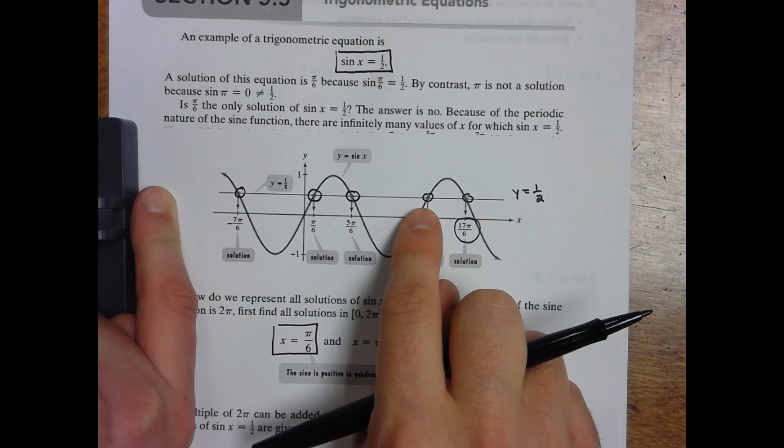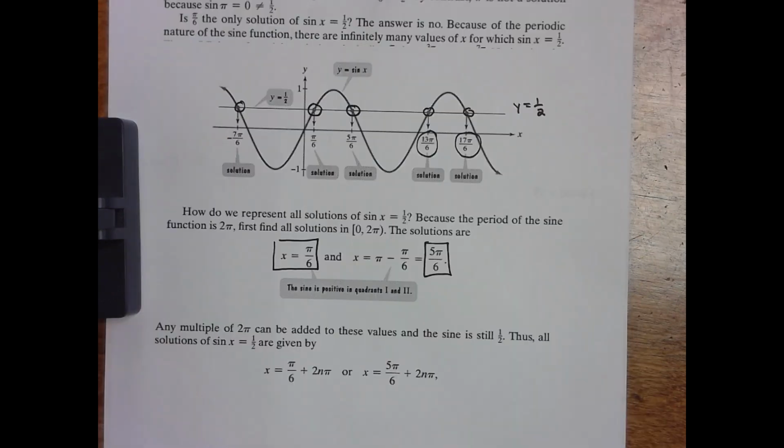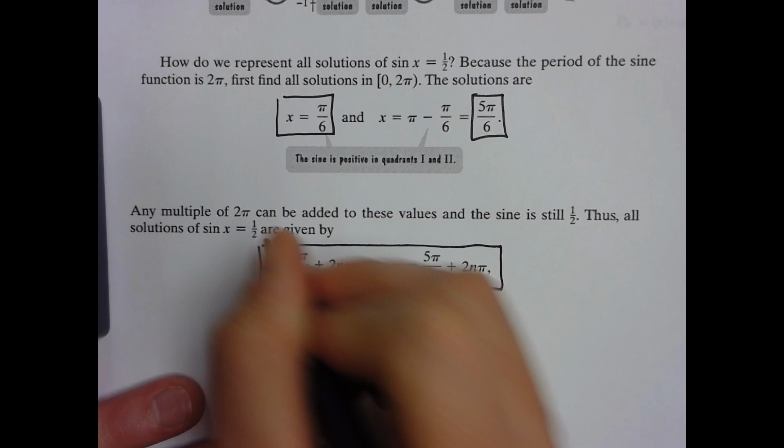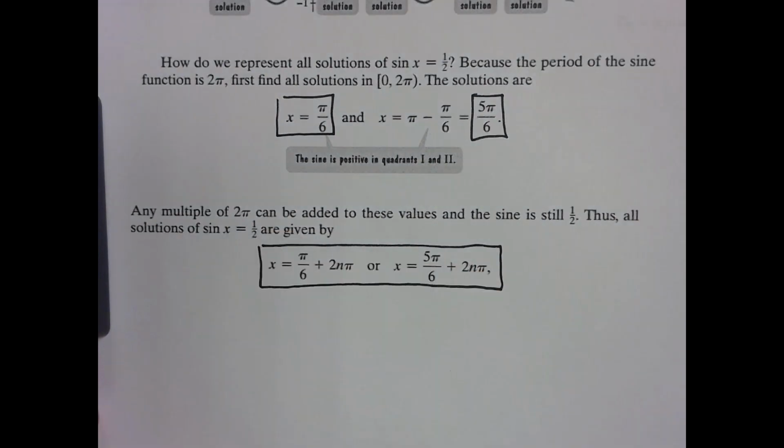And positive infinity, so there are actually infinitely many solutions. So our task today is going to be, how do we describe all of the solutions to a given equation? And it's going to look like this. Any multiple of 2 pi can be added to these values. Thus, all solutions of sine of x equals 1/2 are given by the following equations. x equaling pi over 6 plus 2n pi. I'm going to write it as 2 pi n when we go through our own examples.